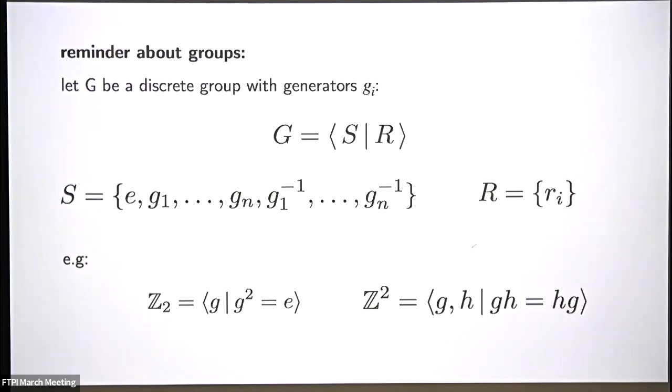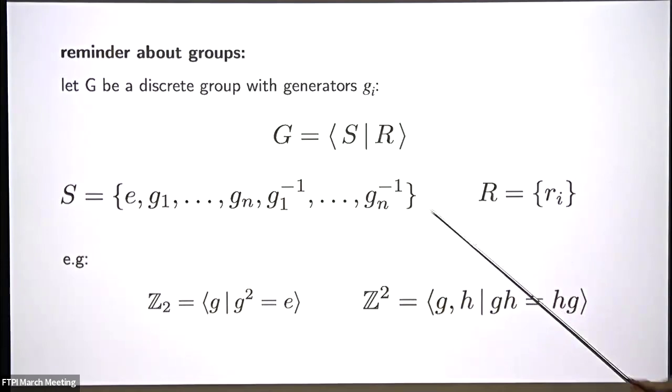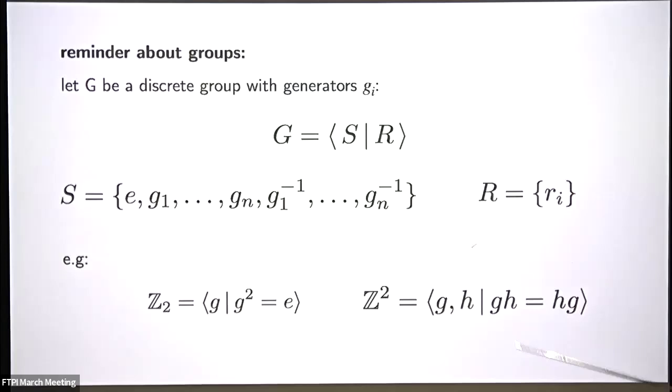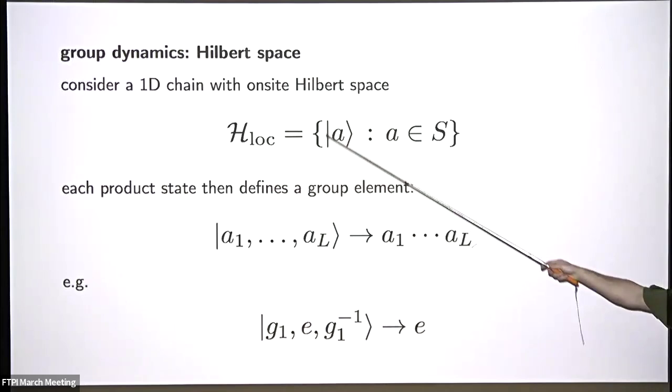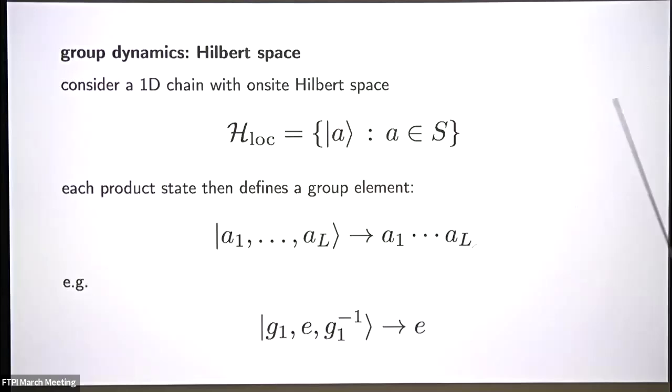Okay, so we're going to fix G, a discrete group, and we're going to write it like this. So it has some generators, g1 to gn, and an identity element e. And these generators obey some relations, which determine the structure of the group, right? So for example, Z2 has one generator which squares to the identity. The group Z squared has two generators that commute. We're going to consider a model with 1D chains, where on each site of the chain we're going to have a Hilbert space whose basis elements are labeled by the generators of the group. Okay. So this is just some formal construction that we're going to be adopting to get slow dynamics.